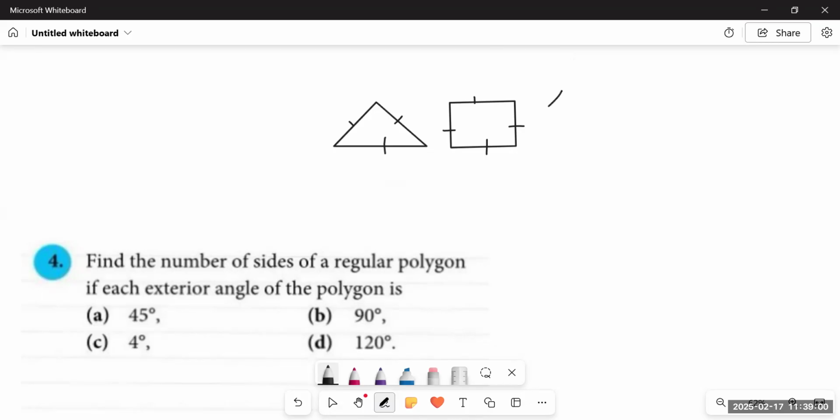Okay. Then comes a pentagon, right? In a pentagon, there are 5 sides. It's again a polygon. So polygons are the shapes having different numbers of sides.